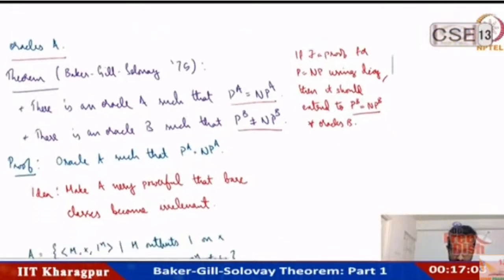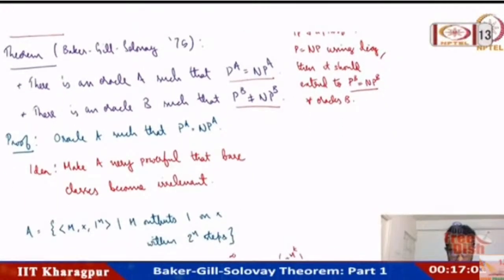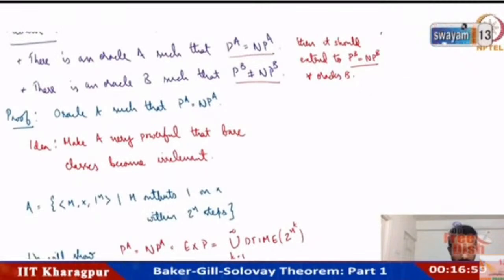So let's see the first part of the proof first, which is an oracle A such that P^A is equal to NP^A. The basic idea is to construct A. We don't know how P and NP relate. They may be equal, or P may be a proper subset of NP. So now, what kind of A will make P^A equal to NP^A?